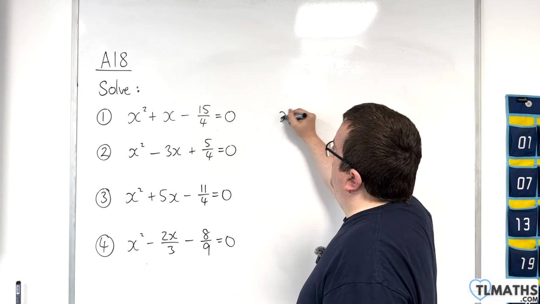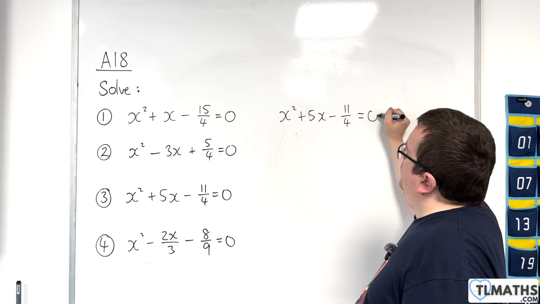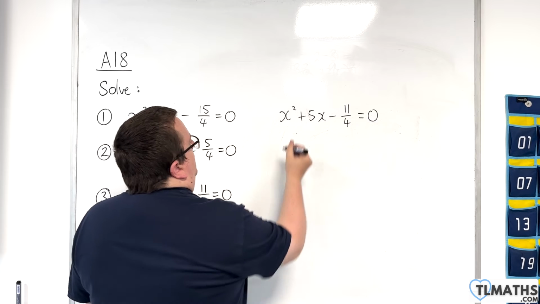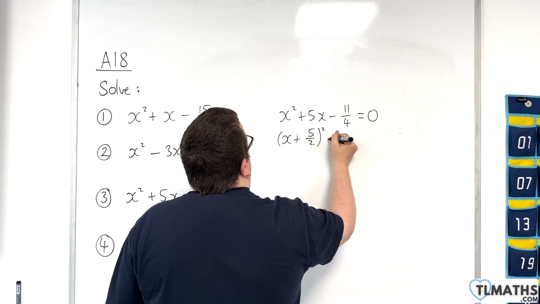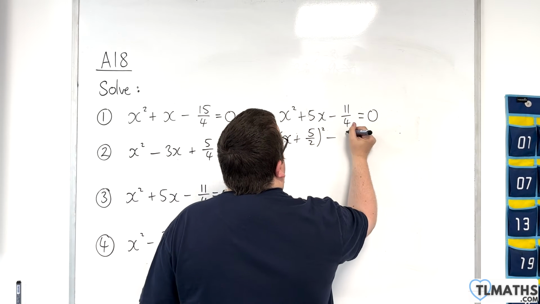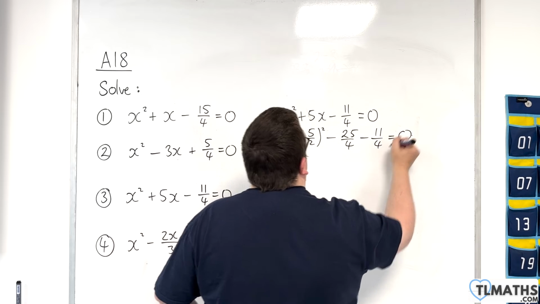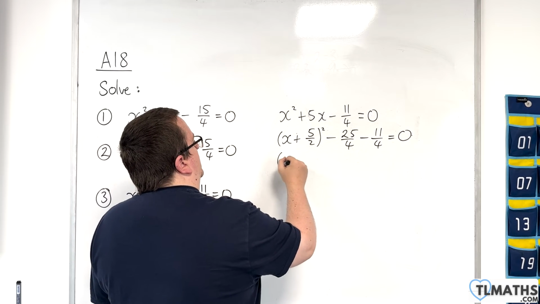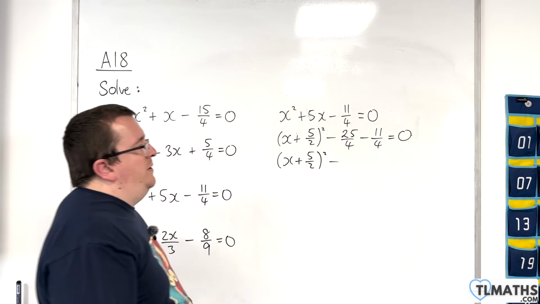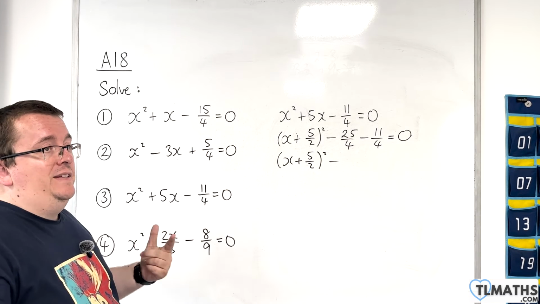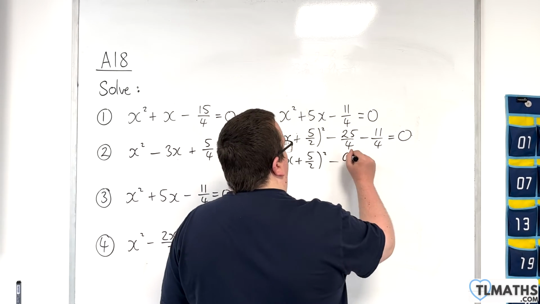Number 3, x squared plus 5x take away 11 quarters is equal to 0. So complete the square first, x plus 5 halves squared. Then we need to take away 5 halves squared, so that's 25 quarters. Take away 11 quarters is equal to 0. So let's tidy that up. So minus 25 quarters take away 11 quarters is minus 36 quarters. 36 divided by 4 is 9, so that's minus 9.